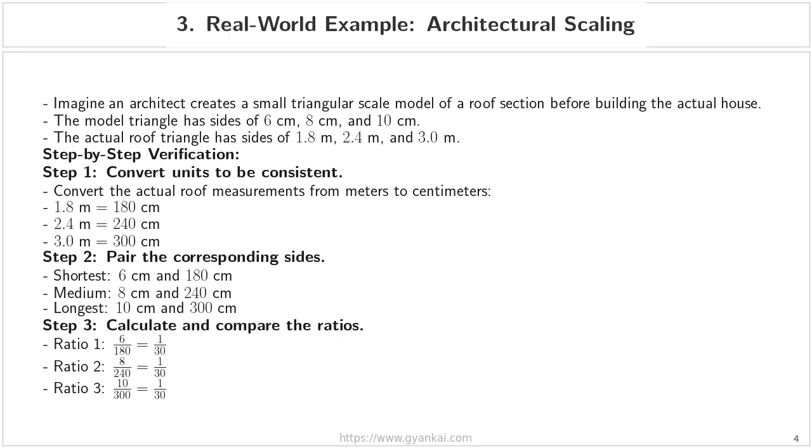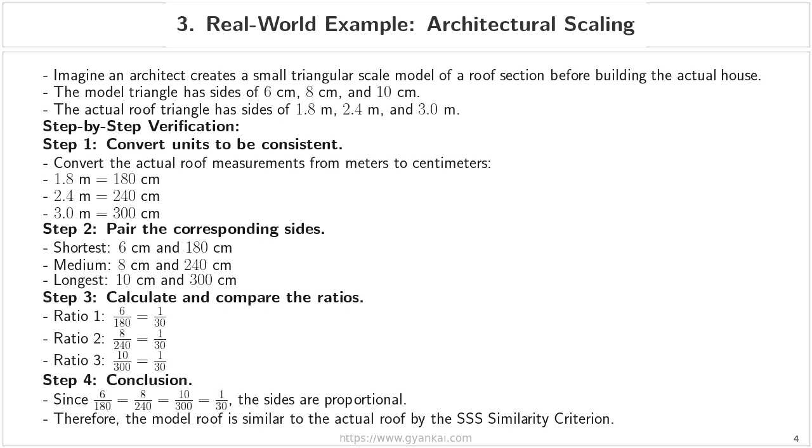Now, for step 3, we calculate and compare the ratios. Let's do the math. The first ratio, 6 divided by 180, simplifies to 1/30. The second ratio, 8 divided by 240, also simplifies to 1/30. And finally, the third ratio, 10 divided by 300, also results in 1/30.